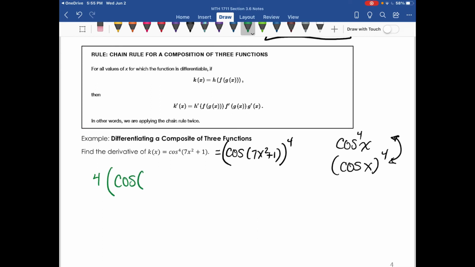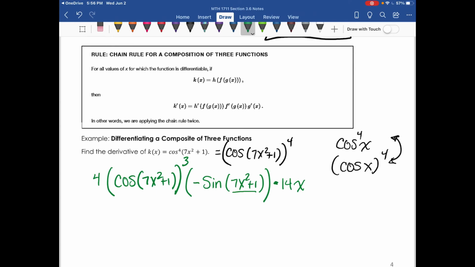So when we take the derivative of something like this, you're literally just going to use the chain rule more than once. So you're going to bring the 4 down in front, and you're going to keep it evaluated at cosine of 7x squared plus 1. And the exponent is decreased by 1. So when I take the derivative of that inner function, it's going to be negative sine of 7x squared plus 1. But then the derivative also has an inner function, so I have to take the derivative one more time of the innermost function, which would be 14x.